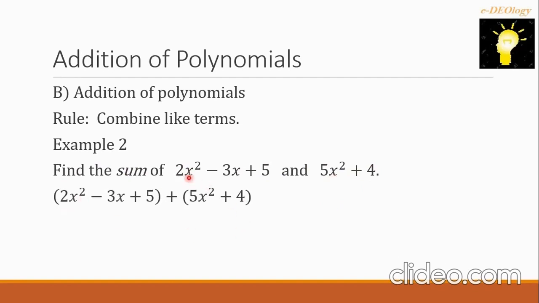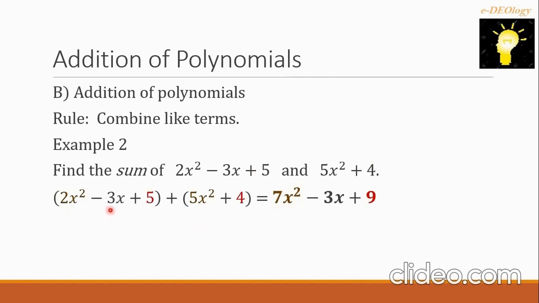Put a grouping symbol around the first group, list here, and then put a plus sign. Then take the second group, put a grouping symbol and place it next to the first group. And then we will go now to combining like terms. So here we have 2x squared. Here there is 5x squared. We can write the answer as 7x squared.